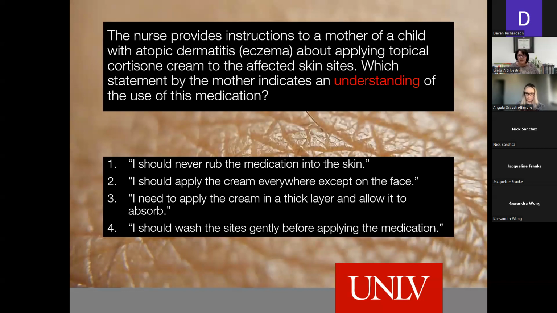The nurse provides instructions to the mother of a child with atopic dermatitis eczema about applying topical cortisone cream to the affected skin sites. Which statement by the mother indicates an understanding of the use of this medication? 1, I should never rub the medication into the skin. 2, I should apply the cream everywhere except on the face. 3, I need to apply the cream in a thick layer and allow it to absorb. And 4, I should wash the sites gently before applying the medication. So we can see what you do with that.